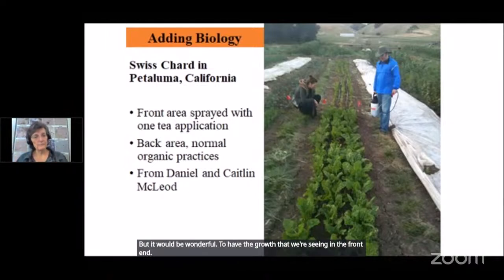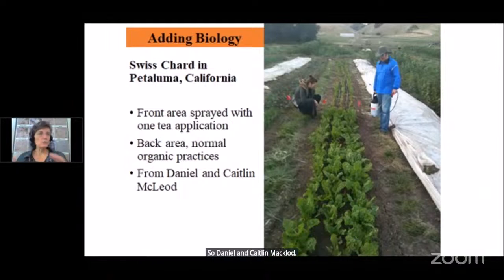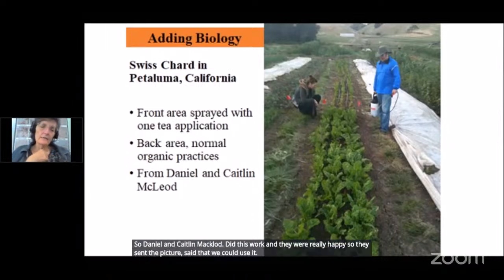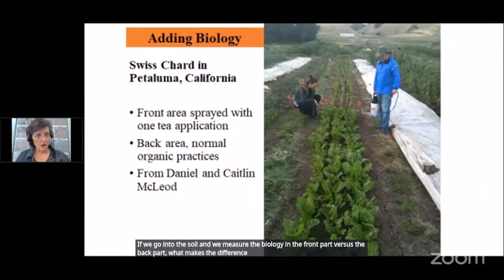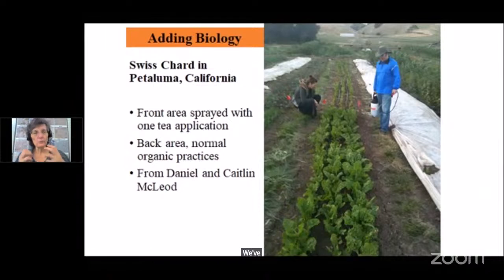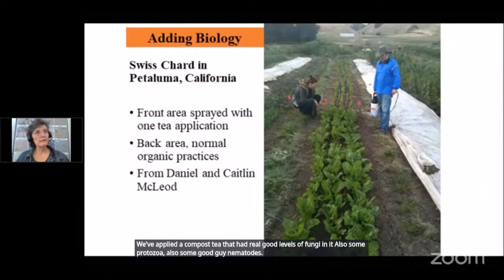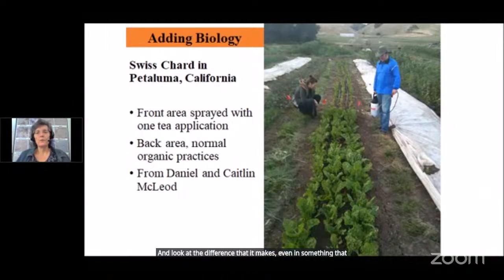So Daniel and Caitlin MacLeod did this work, and they were really happy, so they sent the picture, said that we could use it, and this is the kind of result that we see time and time again. If we go into the soil and we measure the biology in the front part versus the back part, what makes the difference is the fungi have come along. We've applied a compost tea that had real good levels of fungi in it, also some protozoa, also some good guy nematodes, and look at the difference that it makes, even in something that is a well cared for organic garden.